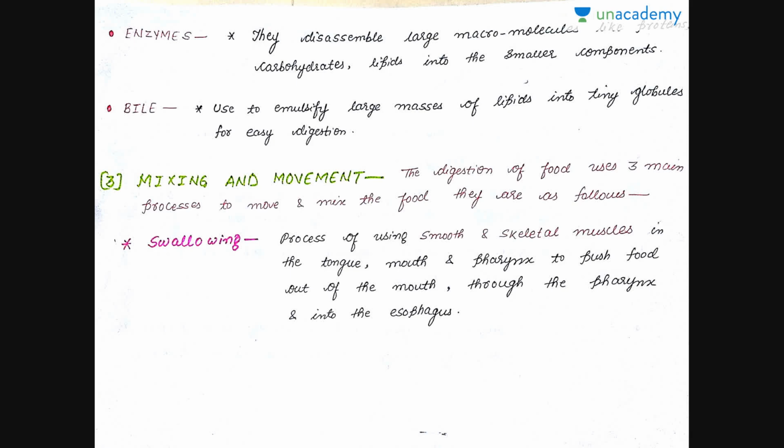Now, after these two processes, the next one is the mixing and movement of the food. The digestive system uses 3 main processes to move and mix the food. First is swallowing. It is the process of using the smooth as well as the skeletal muscles in the tongue, mouth and pharynx. The process of using these two muscles to push the food out of the mouth through the pharynx into the esophagus is known as swallowing. This is the first step in mixing and movement of the food.